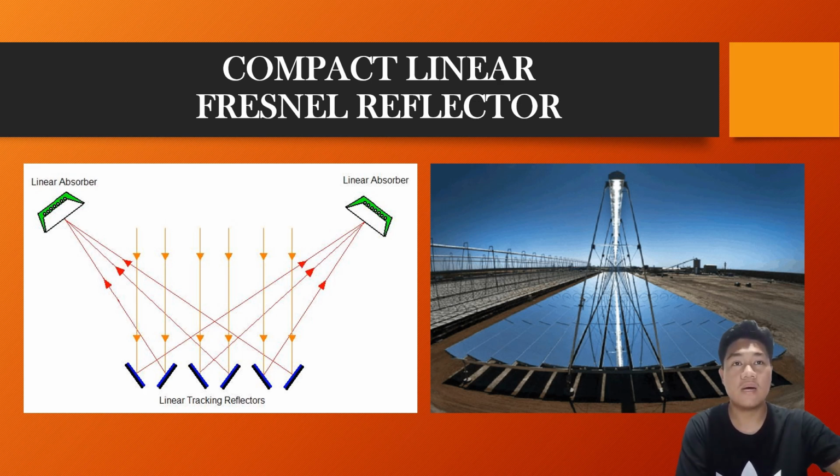Next one is compact linear Fresnel reflector. Dito, dalawa na yung receiver sa gitna. So yung mga mirror na nasa ground, nasa baba, is meron ng sensor. Tapos sila na yung magde-decide kung saang receiver nila i-direct yung energy na na-absorb nila from the sun. So ito yung 3D build ng compact linear Fresnel reflector.